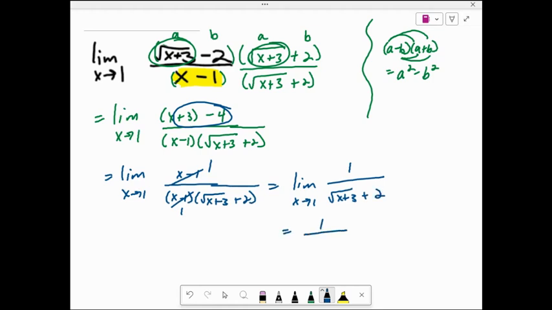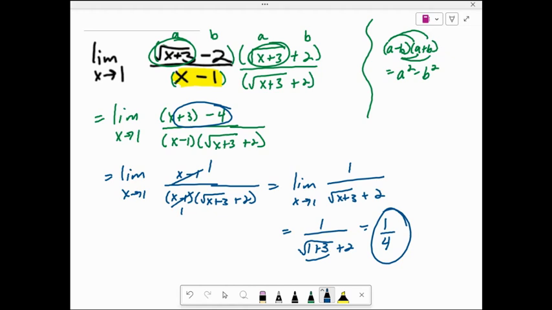So we can now go back to our rule of letting the limit be the function value. The square root of 1 plus 3 is the square root of 4, which is 2. 2 plus 2 is 4. So we get the limit of a quarter as x approaches 1 for this original function.